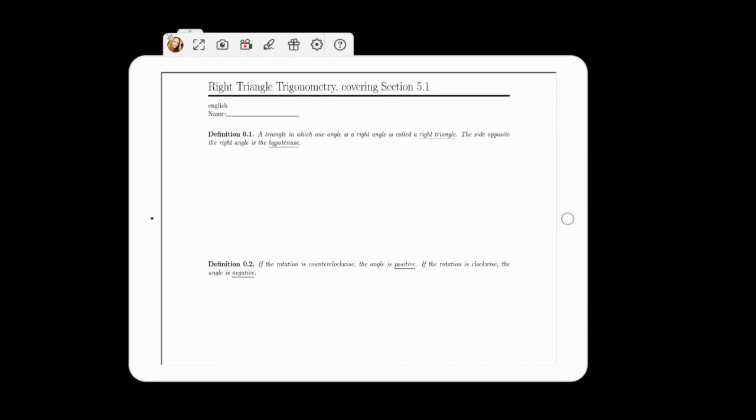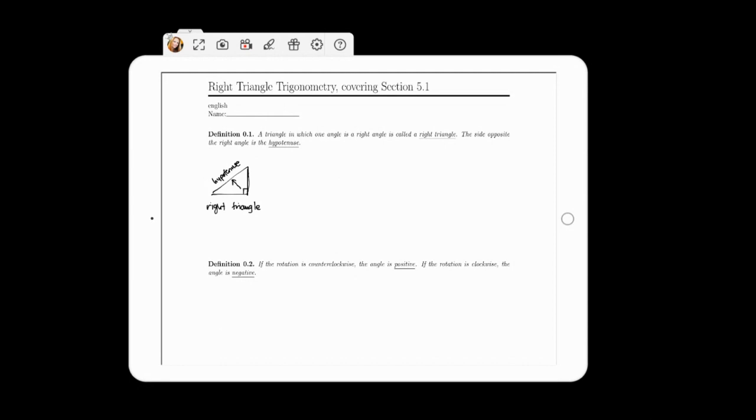So for our first definition, a triangle in which one angle is a right angle is called a right triangle. We can picture it to look like this. These are supposed to be perpendicular to each other, exactly. So this is called a right triangle, and the side opposite of the right angle is called the hypotenuse. That's a special name for the longest side, and it's a right triangle because it contains a right angle.